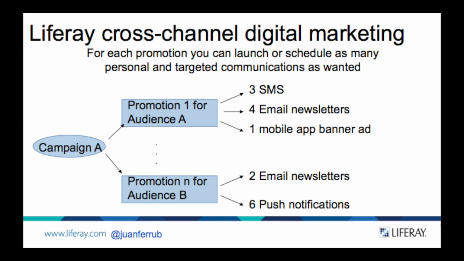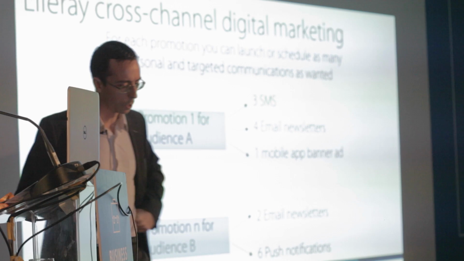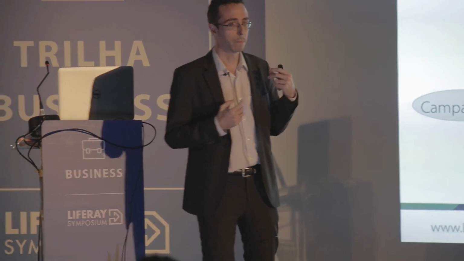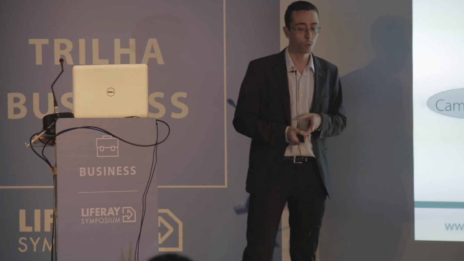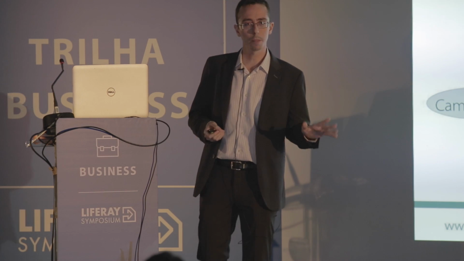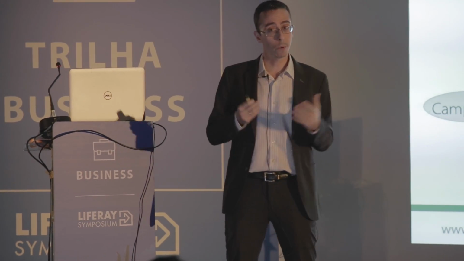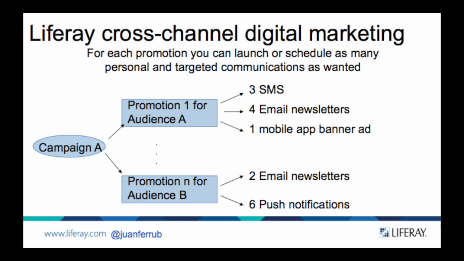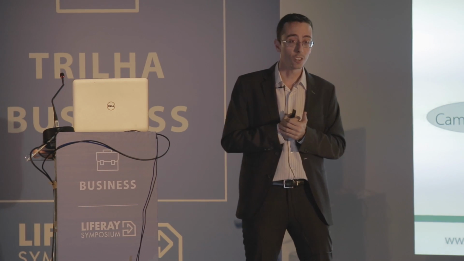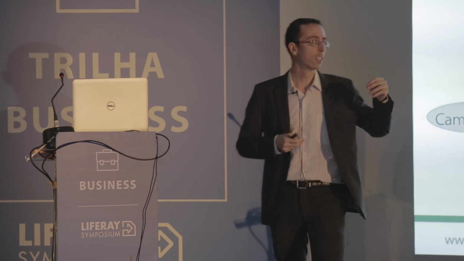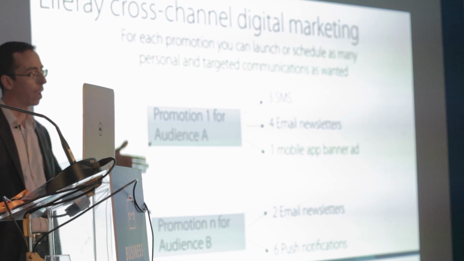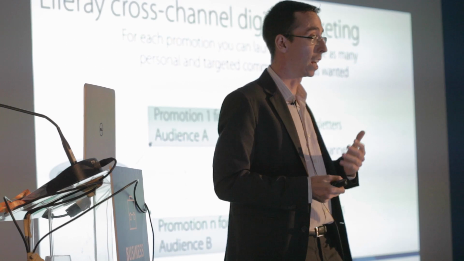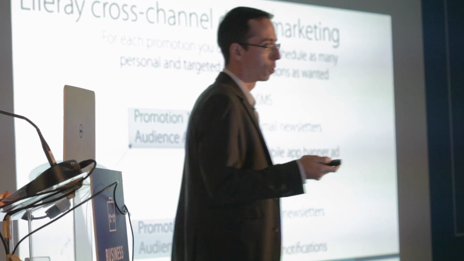The key is that for every campaign, we know, we have been interviewing many marketing teams for this. We know that for each campaign, you organize promotions and you use many different ways or many different messages, right? So we have made a system that allows you for each campaign to define as many promotions as you need. And for each promotion, which is targeted to a concrete audience, it can be for developers or for business users, you can schedule as many notifications as you need. You can schedule 3 SMSs. You can schedule 4 email newsletters that are going to be programmed to be launched. Or you can define a banner that is going to appear in the mobile app. This kind of experiences is what we are giving you the tools to build.